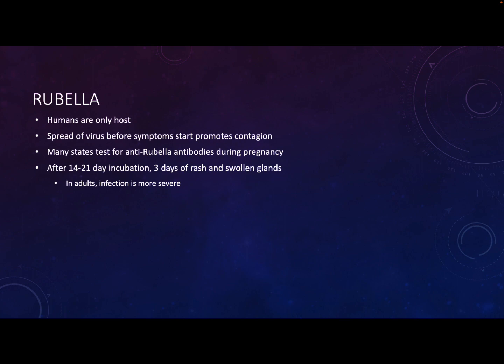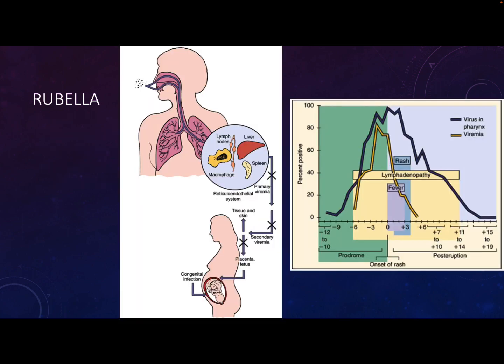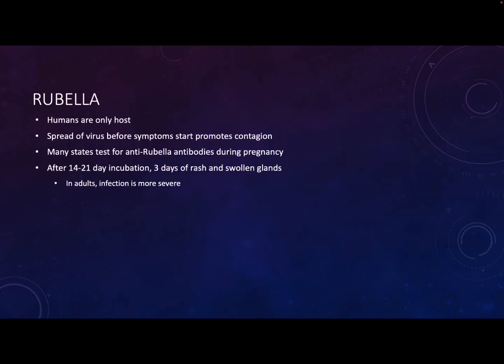So humans are the only known host for rubella, so it has to be a person-to-person transmission. And one of the issues is that people will spread the virus. So if we go back to this previous slide, you have a really high load of virus in the pharynx, so in the upper respiratory tract, even before symptoms start. So people can be shedding virus in their respiratory secretions before they develop symptoms, so they wouldn't know that they needed to isolate.